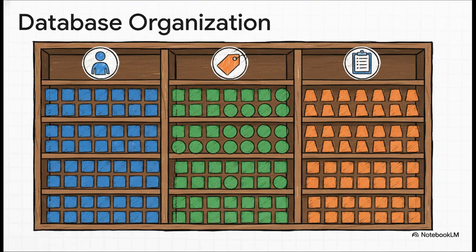And this library, it's broken down into sections, just like a real one. But instead of fiction or history, these sections are called tables. So you'll have a table just for customers, another one just for products, one for orders, one for shippers. You get the idea. The key thing is, each table holds only one kind of information. No mixing and matching. It keeps everything super neat and tidy.